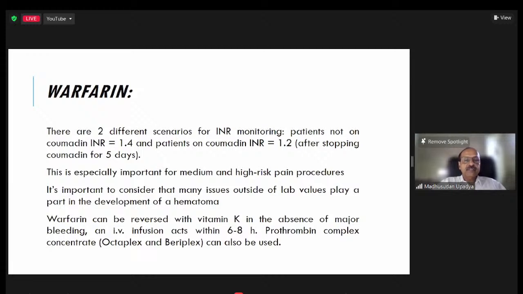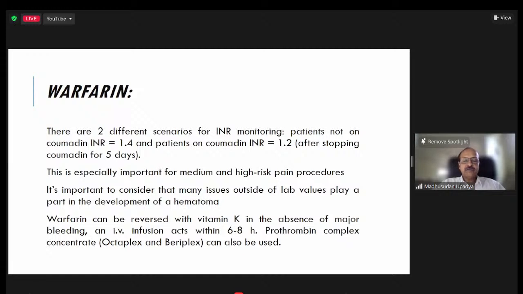Can warfarin be reversed? Warfarin can be reversed with vitamin K in the absence of major bleeding. Like an IV infusion of vitamin K acts within 6 to 8 hours. And you can also prophylactically, if the warfarin has been stopped for 5 days and the INR hasn't normalized, look at oral vitamin K.